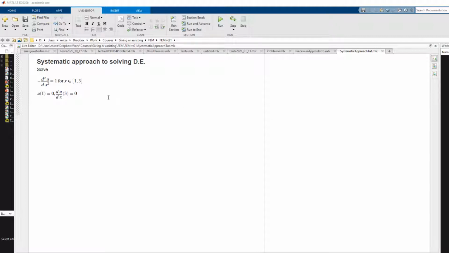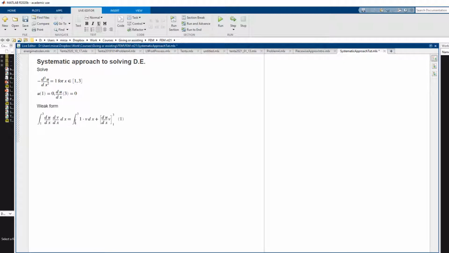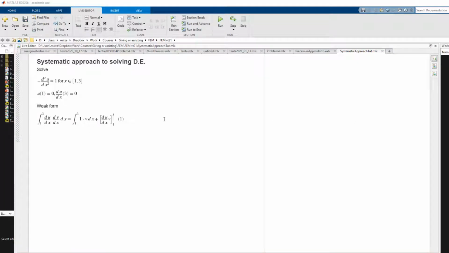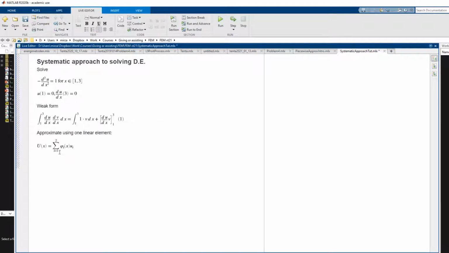So let's look at the weak form. This is the weak form for this problem, and you have already derived this earlier. We'll call this one the weak form. And now that we have the weak form, we use the approximation, and we shall approximate this using one linear element. So our approximation is going to look like this. We will have two basis functions, because this is what makes up our approximation for the whole region.